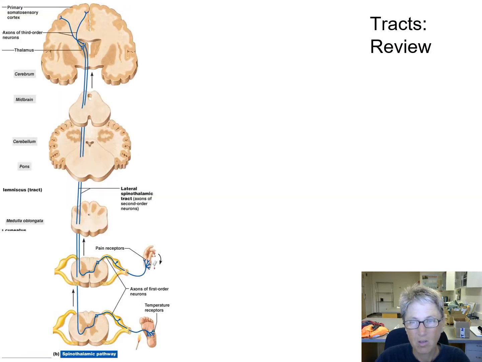Okay, so this is a review. Remember, nerves are collections of axons or fibers in the peripheral nervous system. Tracts are collections of axons in the central nervous system. So this just shows, here's a foot. So you're lighting a match to somebody's foot here. Like, who does that? But anyway, it's in the cartoon.